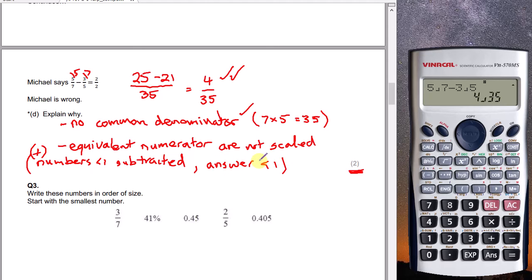That's a nice description they've got there. It was probably set up to make it happen, but this is a common calculator question. If you just did the calculation and said the answer is 4 over 35, no mark.